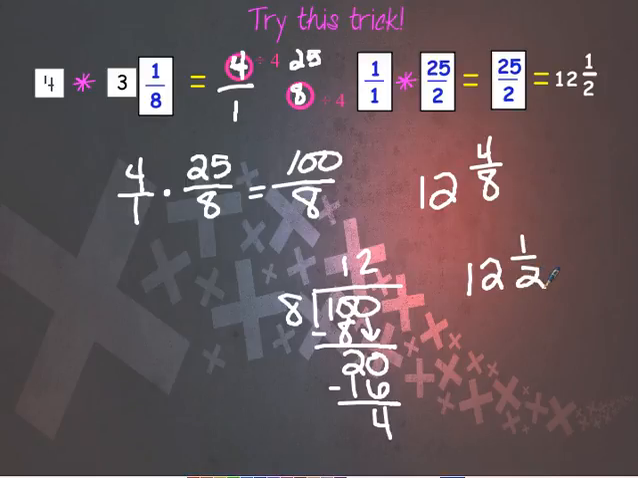That's why I like the cross simplification. It makes simplifying a lot easier, and it makes your conversion at the end a lot easier. However, either way, you still end up with the same answer if you do it correctly.